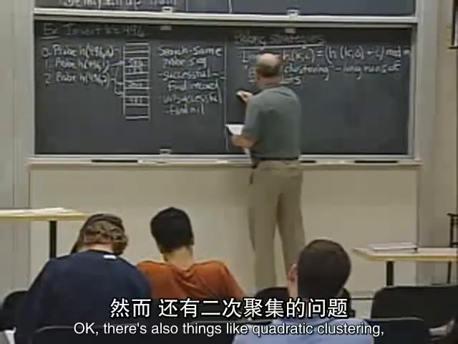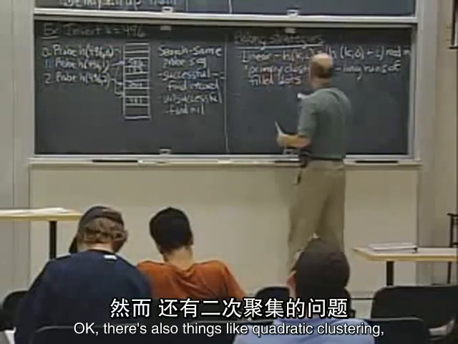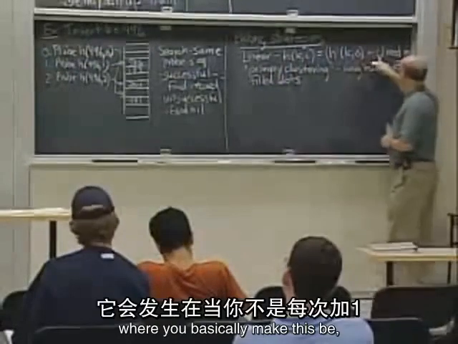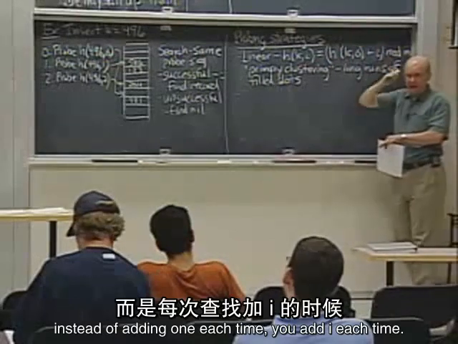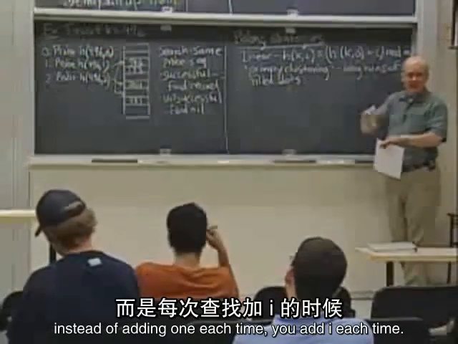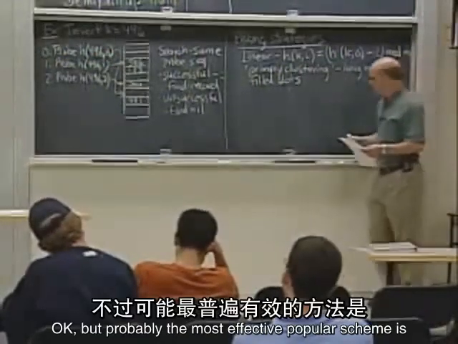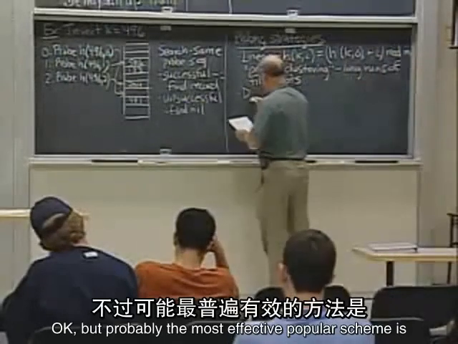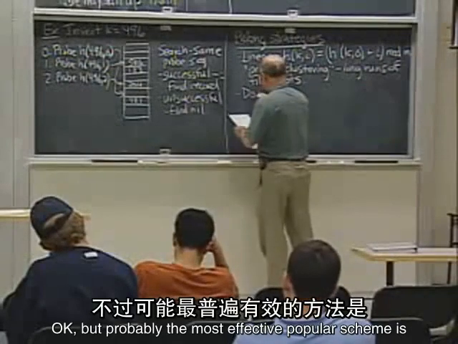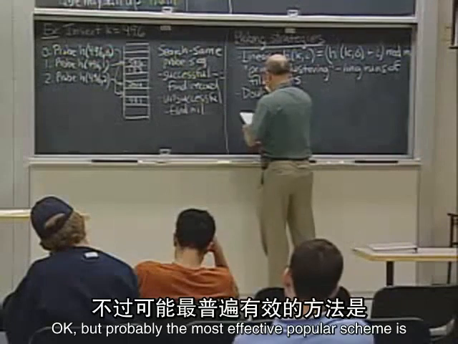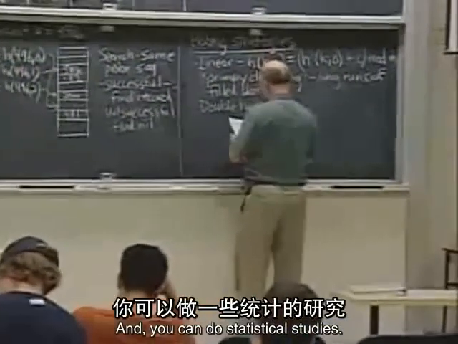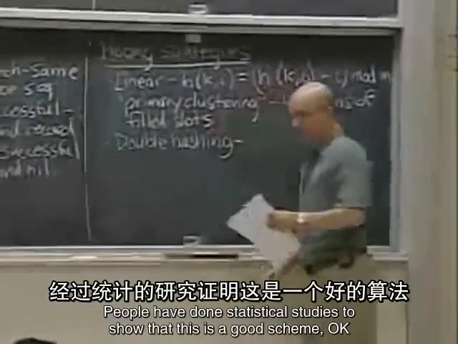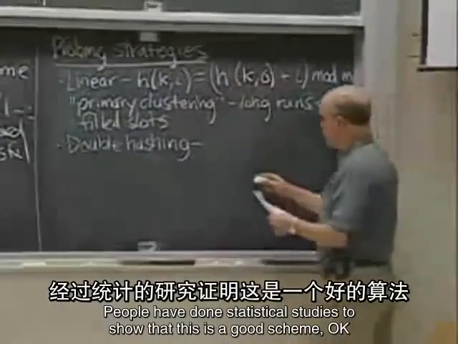There are also things like quadratic clustering, where instead of adding 1 each time, you add i each time. But probably the most effective and popular scheme is what's called double hashing. People have done statistical studies to show that this is a good scheme.